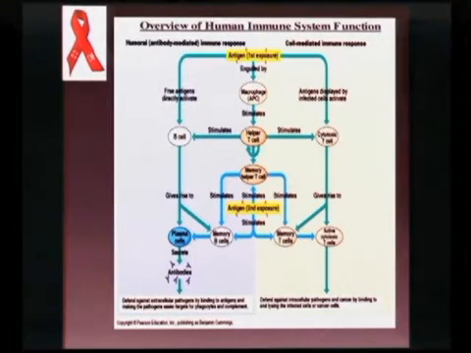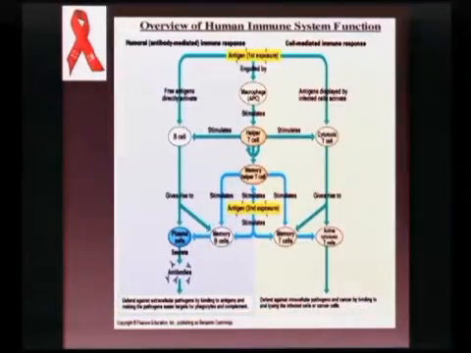For the overview of the human immune system, what I'd like to do is just give you a brief summary. Presupposing that you have an antigen, the antigen can either be a virus, a parasite, or a bacteria. This will be engulfed by the macrophage, which is the antigen-presenting cell. The antigen-presenting cell will stimulate the T helper cell.